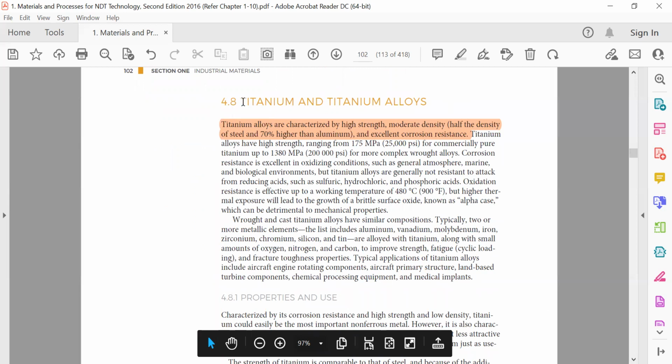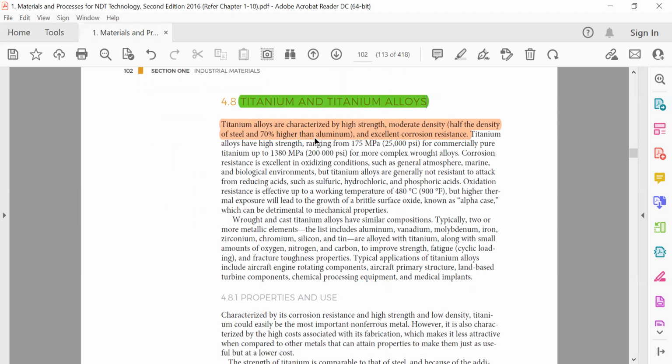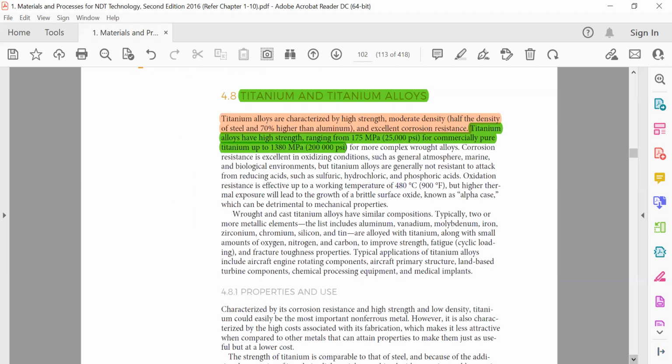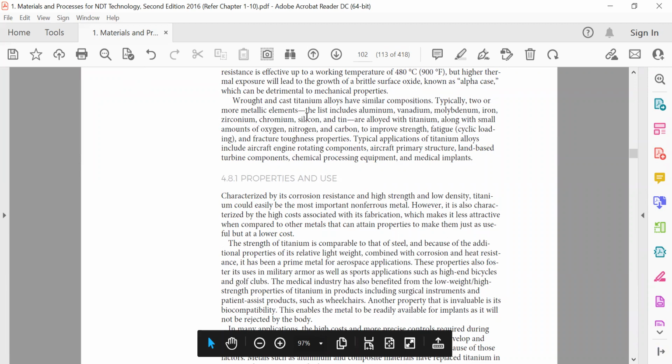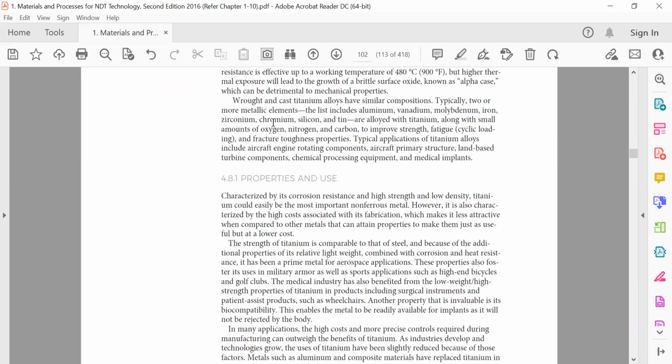Titanium and titanium alloys. Titanium alloys are characterized by high strength, moderate density, half the density of steel and 70% higher than aluminium, and excellent corrosion resistance. Titanium alloys have high strength, ranging from 25,000 psi for commercially pure titanium up to 200,000 psi for more complex wrought alloys. That is the good property. Typically two or more metallic elements, aluminium, vanadium, molybdenum, iron, zirconium, chromium, silicon, and tin, are alloyed with titanium.